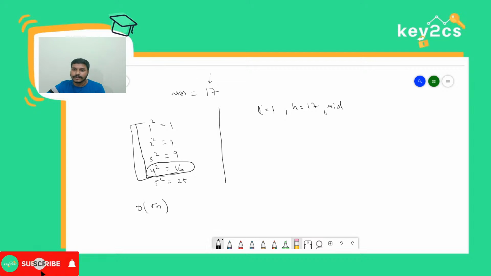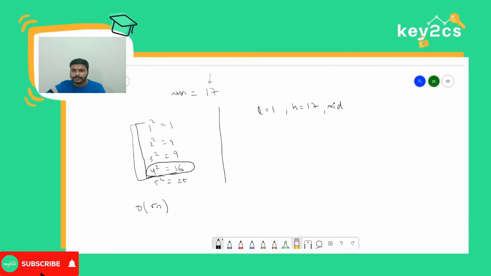If anyone is not aware of binary search, don't worry, I'll come up with a video on binary search very soon. For the time being, just understand the logic I'm explaining. It's the same logic as binary search. If you're not aware of binary search, not to worry, I'll come up with a video soon.